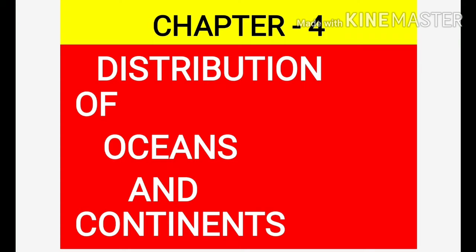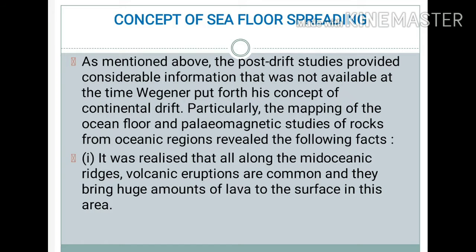Our ocean floor is composed of three major features, which include continental margins, abyssal plains and mid-oceanic ridges. So today we will discuss the rest of the topics of this particular chapter. So let's start with it. Today's first topic is the concept of seafloor spreading.